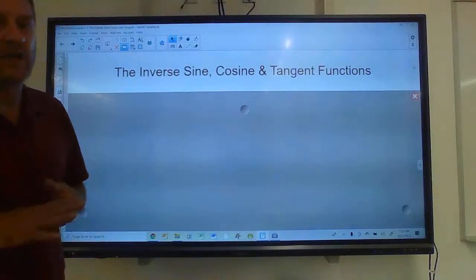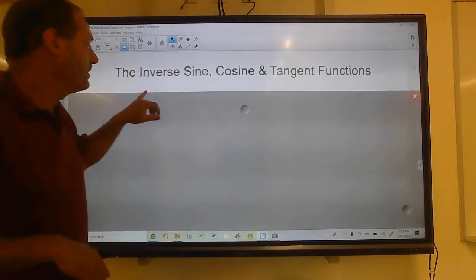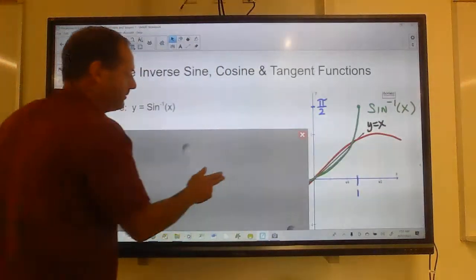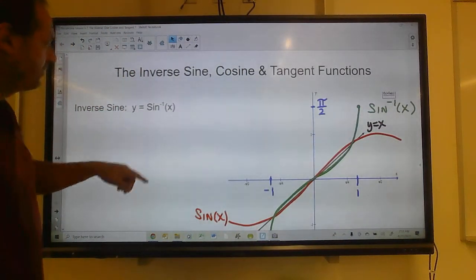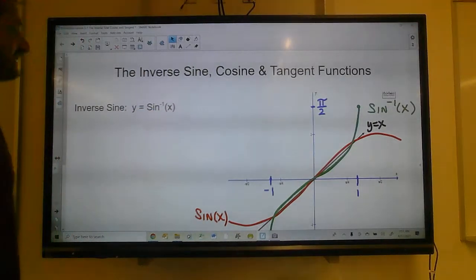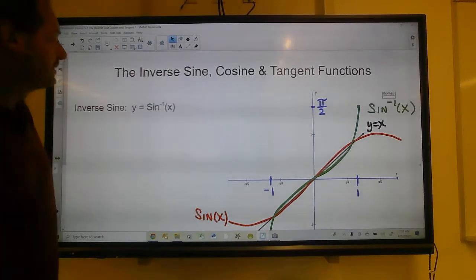Morning, everybody. Today we're going to talk about inverse sine, cosine, and tangent functions. When you see this symbol here, y equals sine to the negative 1 power of x, that's the inverse sine, or the arc sine.